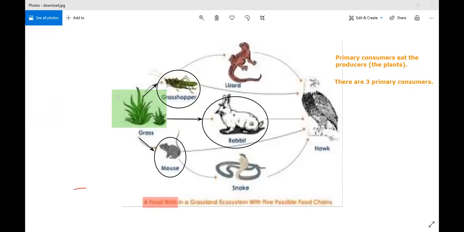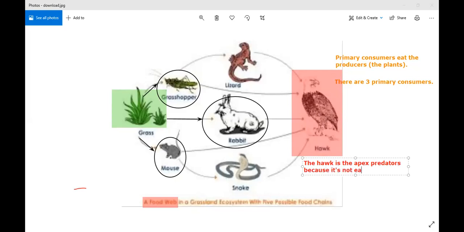Who is the apex predator in this food chain? The hawk. Why is it an apex predator? Why do we call it an apex predator? The hawk is the apex predator because it's not eaten by another organism. Animal. Oh, another animal, that's right.